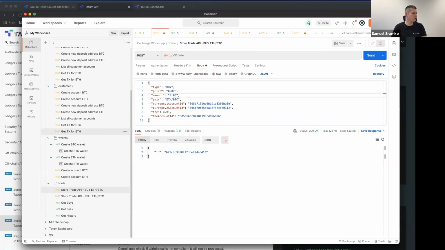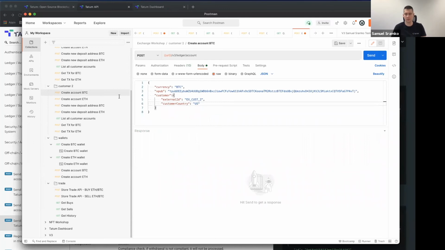Is it difficult to add new cryptocurrencies to my exchange? No, it's not difficult at all. As soon as the currency is supported inside Tatum, and we are adding new blockchains like every 2 weeks, you just create accounts of that new currency, you generate the deposit addresses, and you are free to go. So the more cryptocurrencies Tatum supports, the more choices you have to run your exchange with.